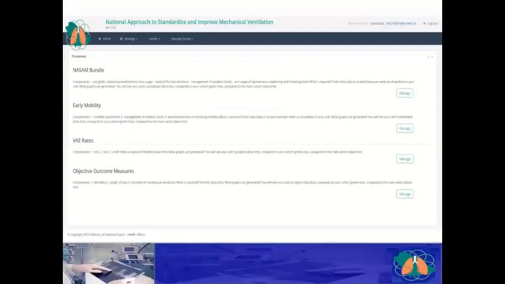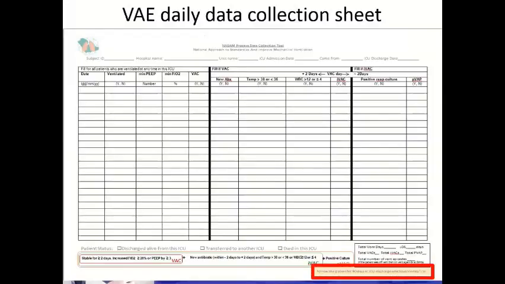As you know, we have the NASAM bundles and early mobility, VAE rate and objective outcome measures. The VAE rates and objective outcome measures depend on one sheet, which is the VAE daily data collection sheet. I will explain each part of this data sheet and from where we need to get the information.